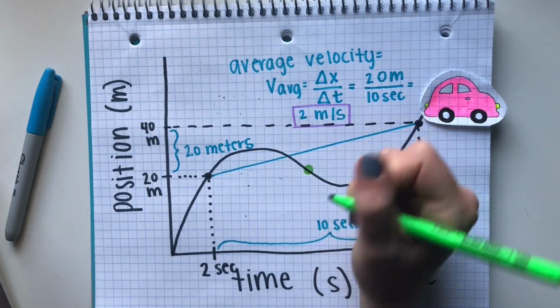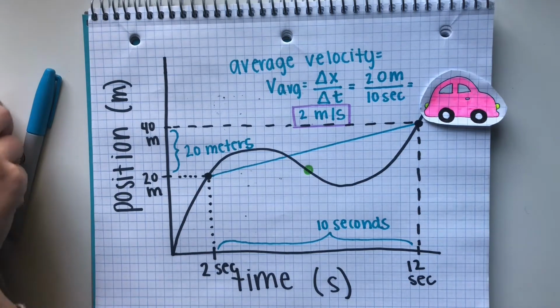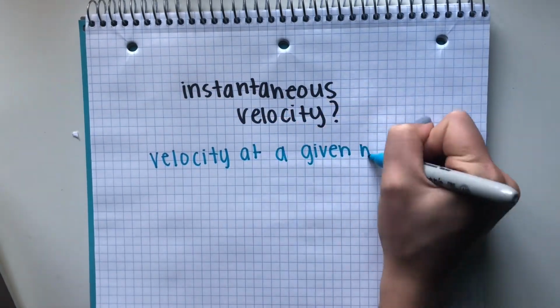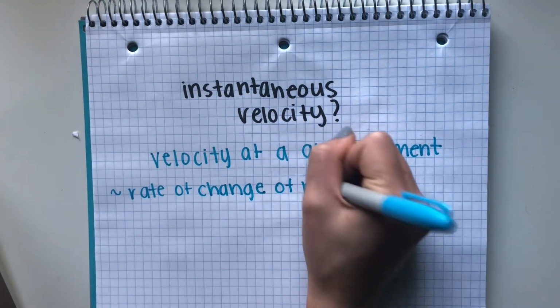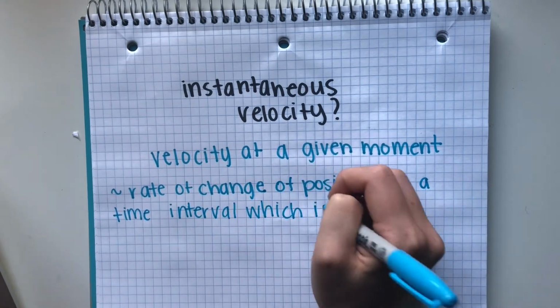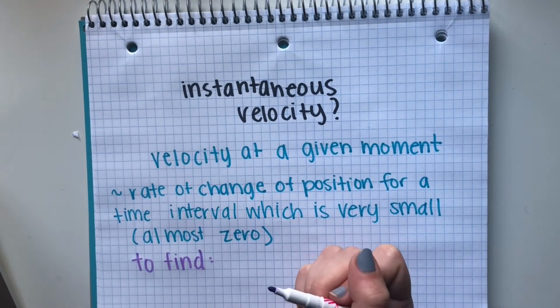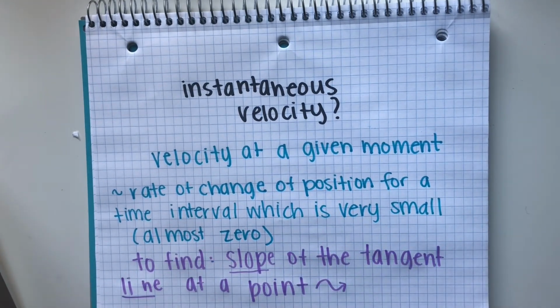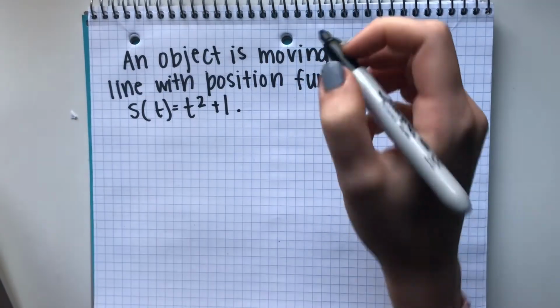But what would you do if you wanted to find the velocity at a specific time, like right at the green dot? This velocity is called instantaneous velocity, and it is a velocity at a given moment, or the rate of change of position for a time interval which is very small or almost zero. To find this, you're going to find the slope of the tangent line at a point, or the derivative of that point. Now let's try a problem.